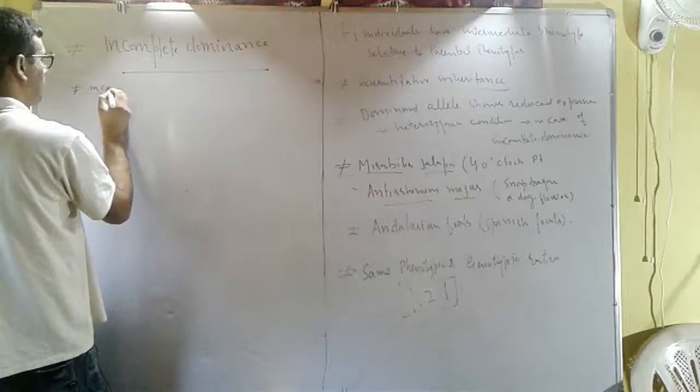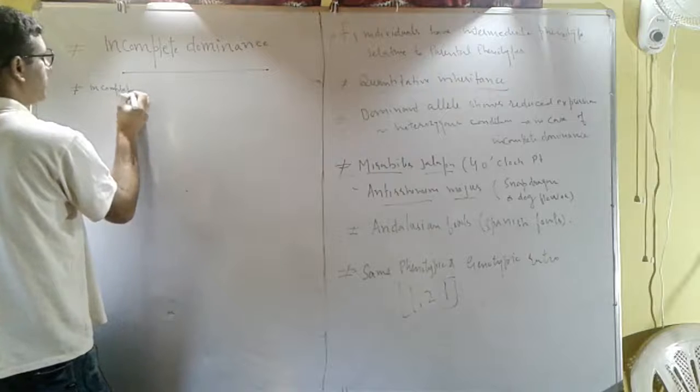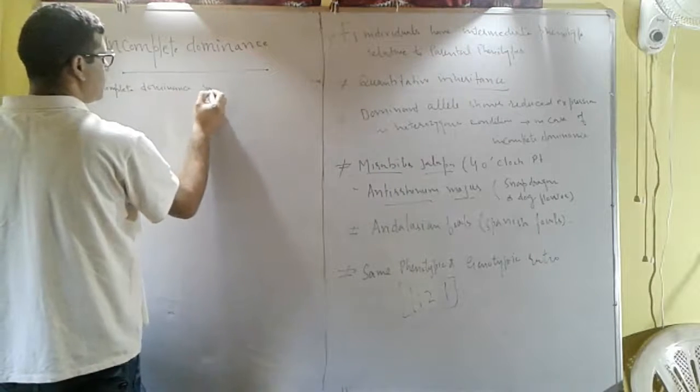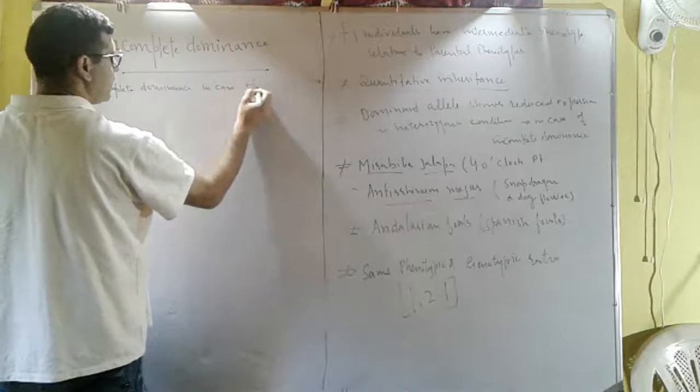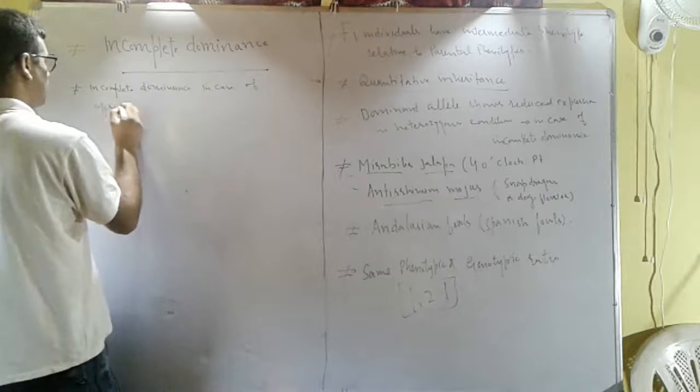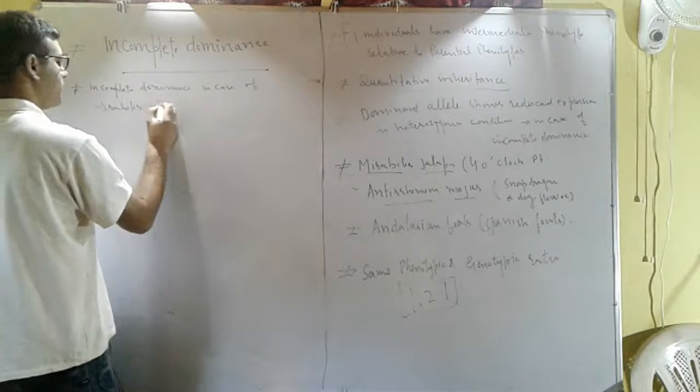Incomplete dominance, in case of Mirabilis jalapa, the 4 o'clock plant, or evening primrose, Mirabilis jalapa.